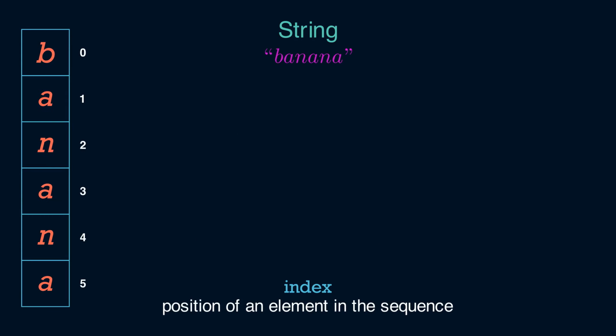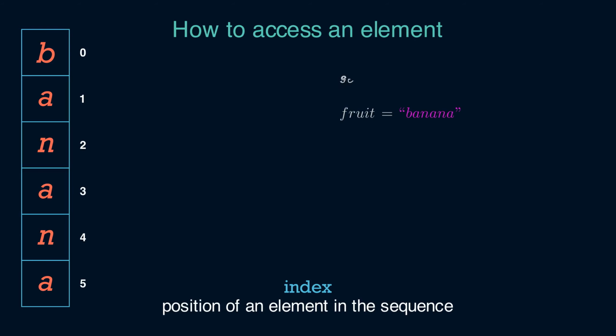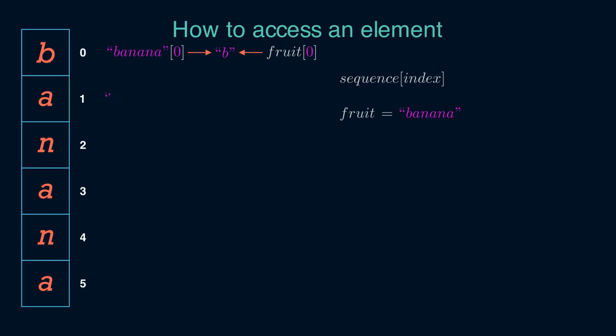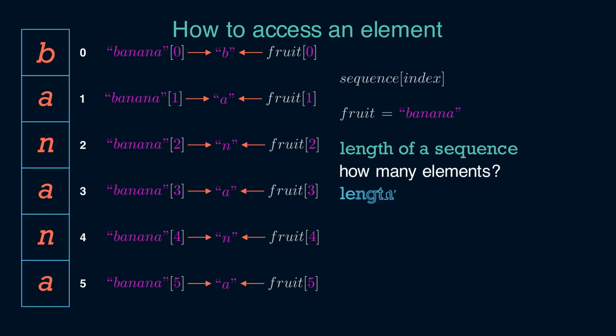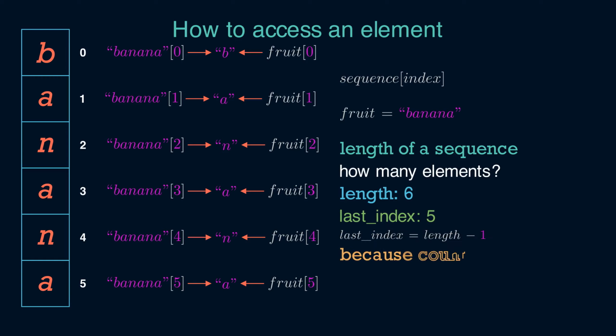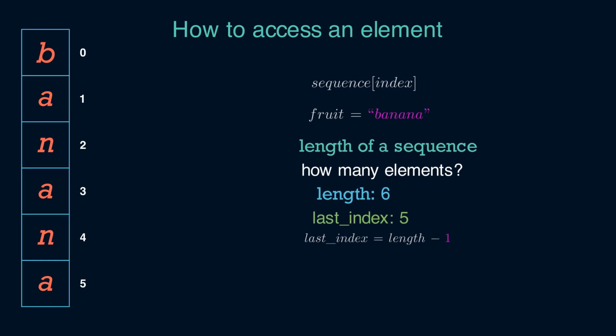To access a specific element of a sequence, refer to the element by its index as follows: value or variable name, followed by the index in square brackets. Note that the length of the string is 6, and the index of the last element is 5, not 6. Last index will always be 1 less than the length. Forgetting that is a common error.